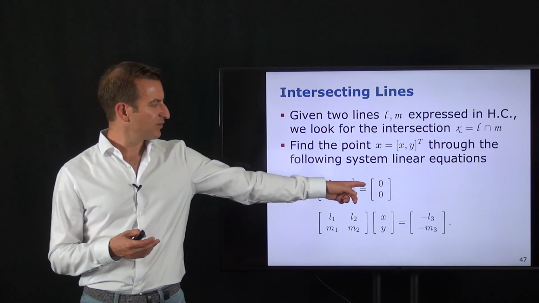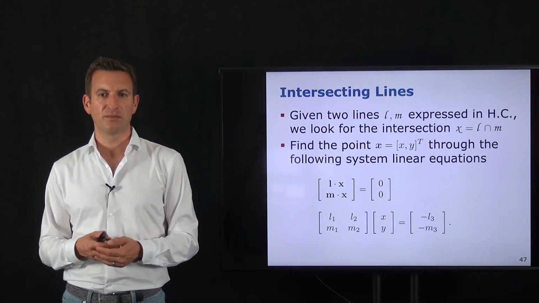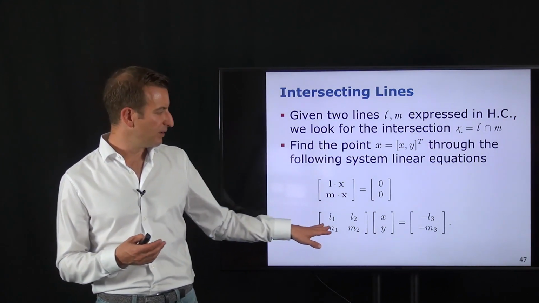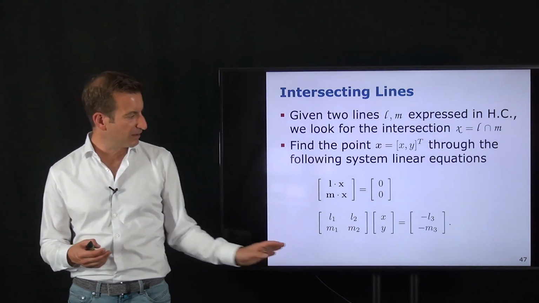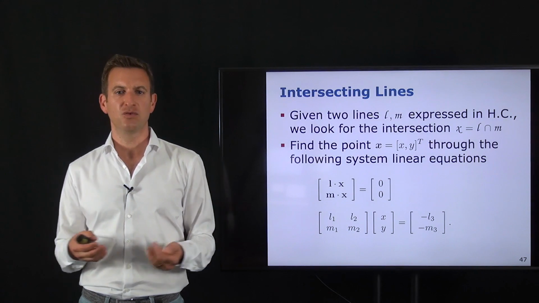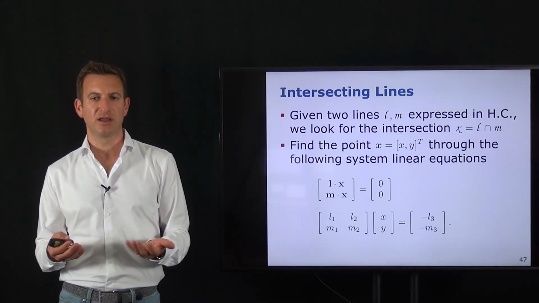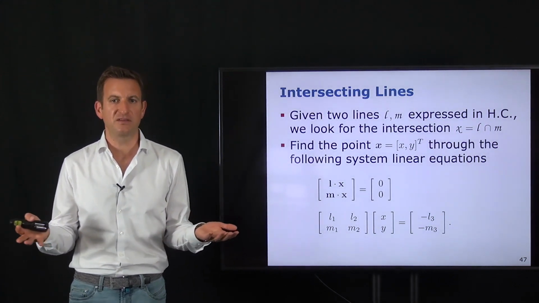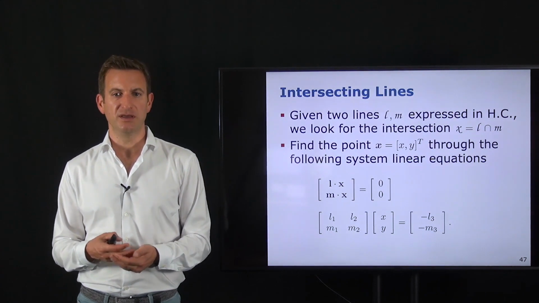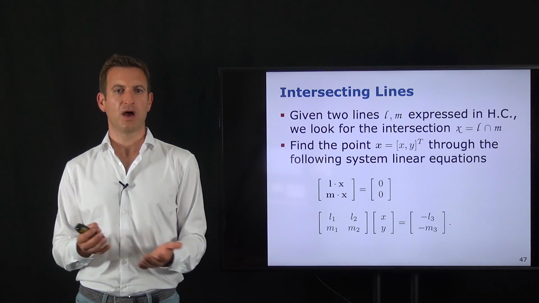So L times x must be 0 and M times x must be 0, and we can arrange it in this form. If we expand this expression, we can also express it in the following way by moving the constant part to the right-hand side of this equation. Then we have a 2 by 2 matrix multiplied with a 2-dimensional vector, which equals another vector, and this is the standard way of representing a system of linear equations with 2 unknowns and 2 equations. So how do we solve this?